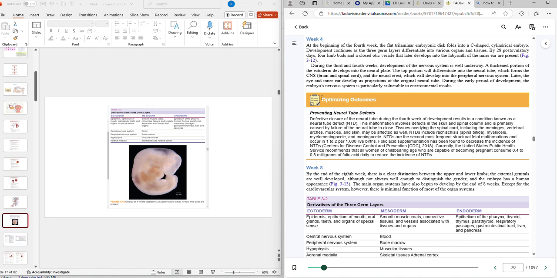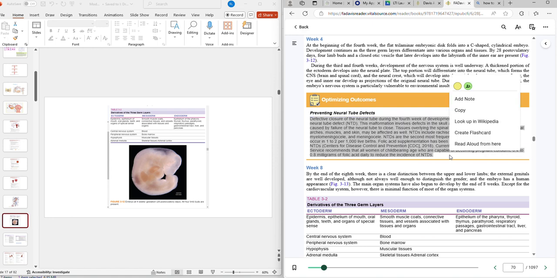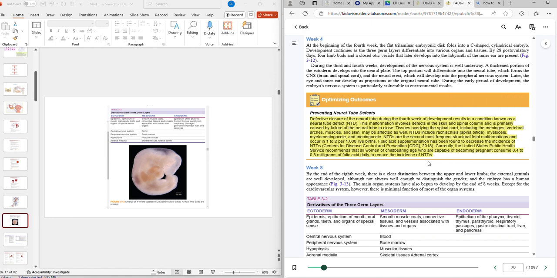Then let's look at this optimizing outcomes. Another wink and lollipop is this information here. So to prevent neural tube defects, we suggest that a woman take 0.4 to 0.8 milligrams of folic acid daily to reduce the incidences of neural tube defects, such as spina bifida. I've never known anybody to overdose on folic acid, so I always advise patients to take 1 milligram. Okay, it's not going to hurt them, but this is for anybody in childbearing ages.